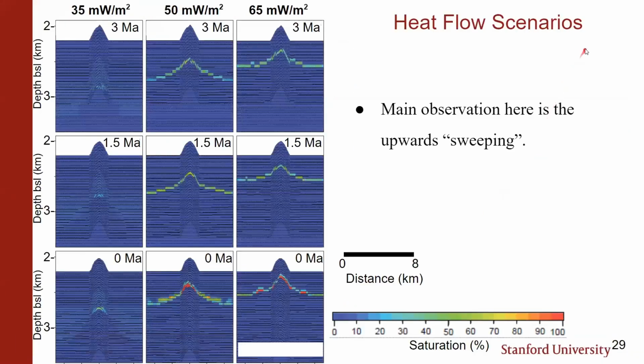So now we'll go into some different scenarios of these models. This is more so theoretical models. Here we have heat flows or basal heat flows of 35 milliwatts per meter squared in the left, and then higher to the right, up to 65 here. The main observation is what we're calling this kind of sweeping effect.